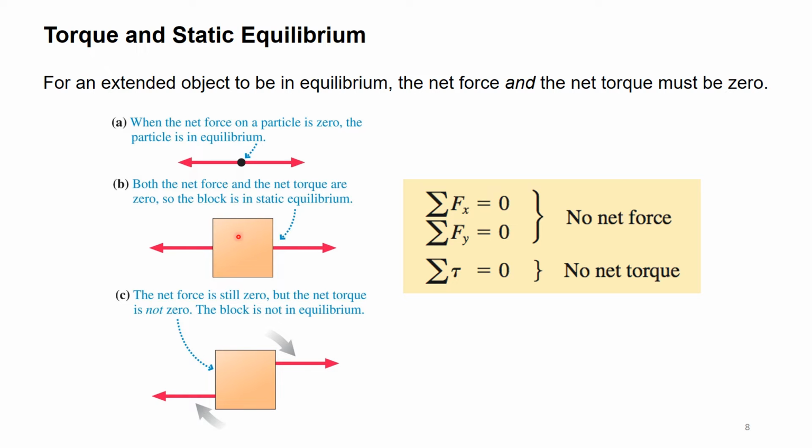All right, so for option B, we have the box which has zero net force and zero net torque acting on it. So this box also is at static equilibrium.